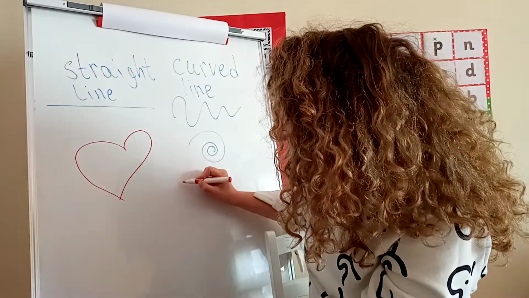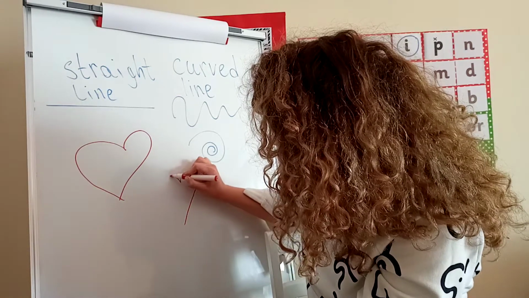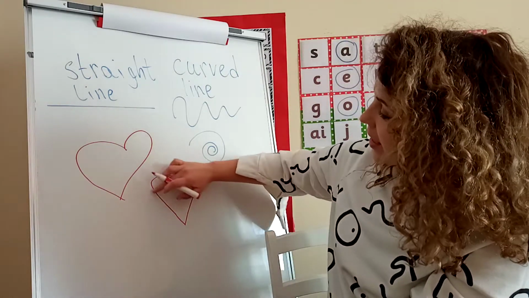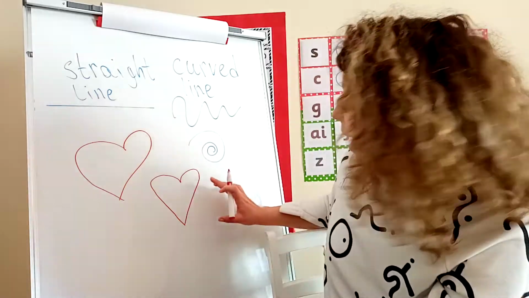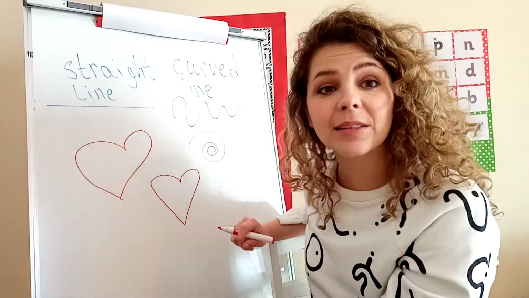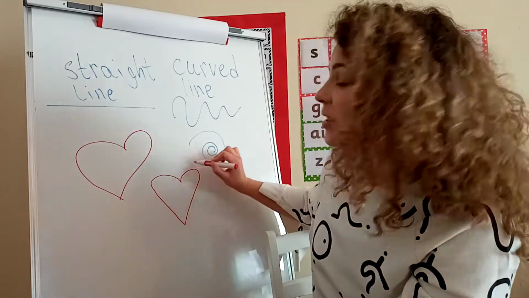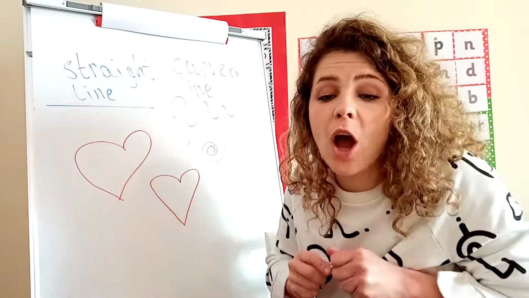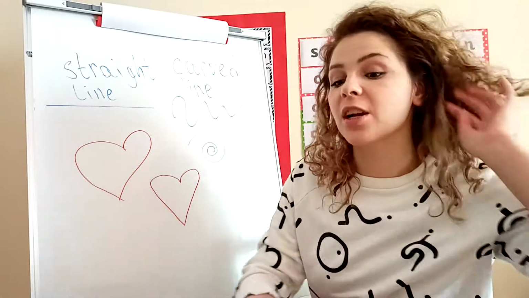But if you really put effort into it, you can even draw it making these two lines straight. So in this case, a heart would have some straight lines, but also some curved lines. And this is nothing unusual. You can often see objects which have both straight and curved lines.